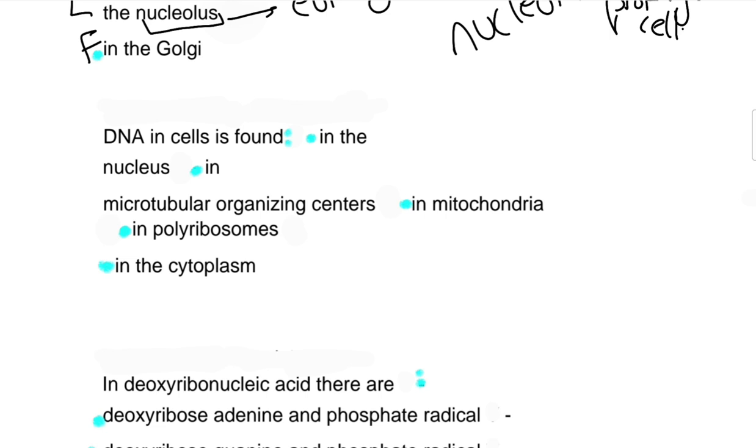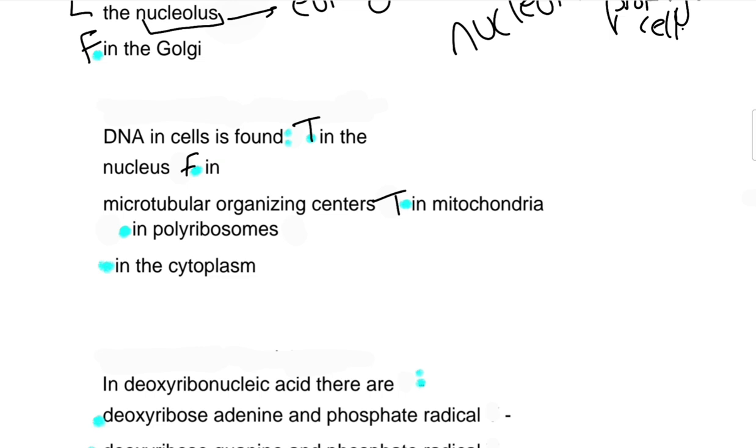Okay. DNA in cells is found in the nucleus, in microtubular organizing centers, in mitochondria, in polyribosomes, in the cytoplasm. So DNA in cells is found in the nucleus, obviously. Microtubular organizing centers, wrong. Mitochondria, obviously, because mitochondria has its own DNA. It's also double helix, but it's circular, it's not linear.